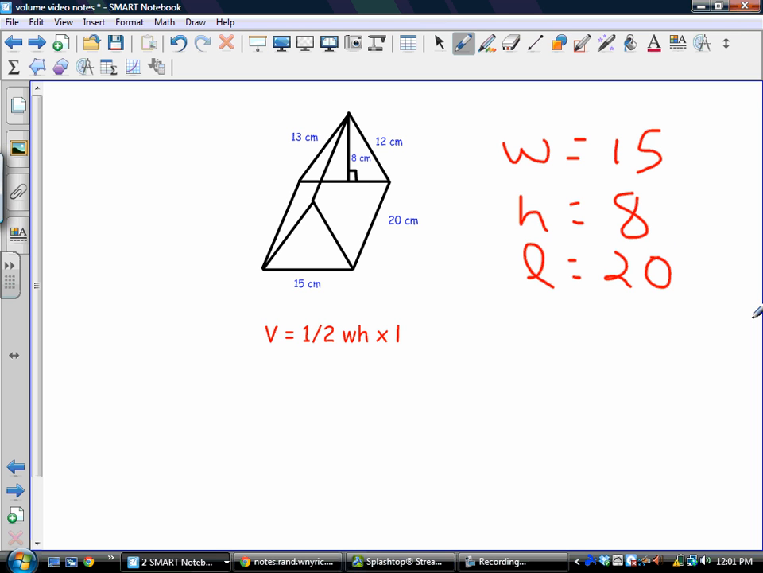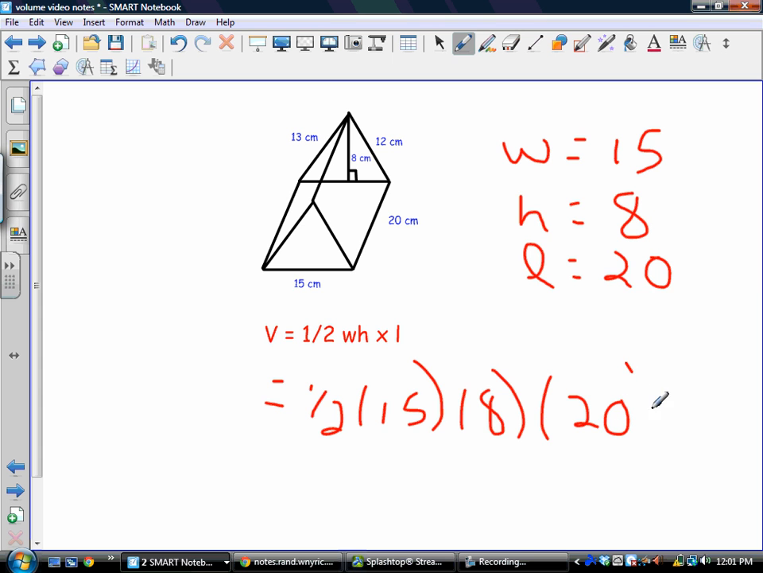So again, all I have to do is take my formula and plug in each of the variables. So I have 1/2 times W is 15 times H is 8 times L, which is 20. And again, go ahead and pause this, try to figure this out for yourself, and then when you play it again, I'll write the answer down. Correct answer for this one is going to be 1200 cubic centimeters, not inches. 1200 cubic centimeters.